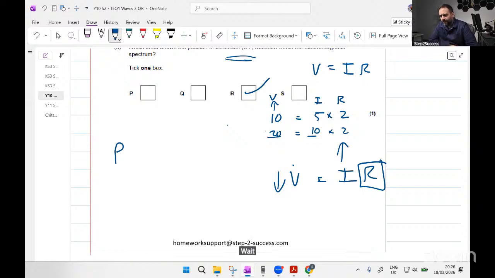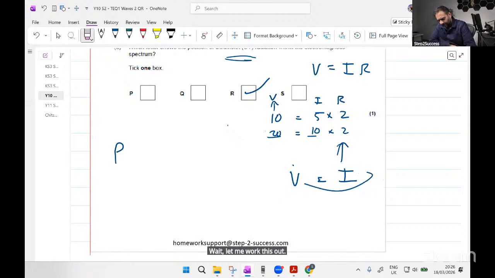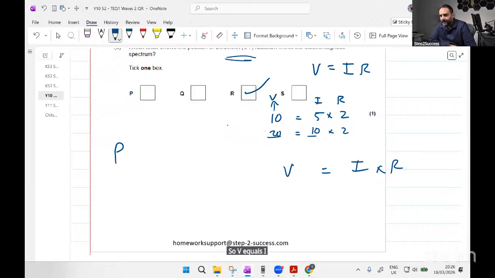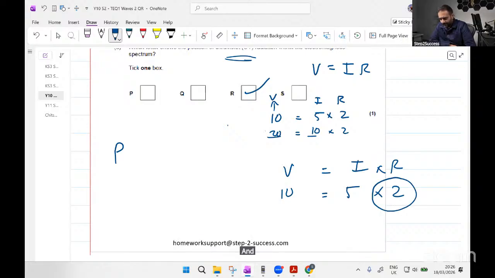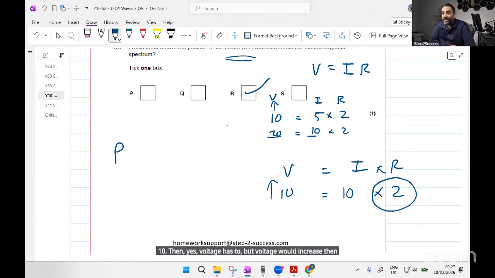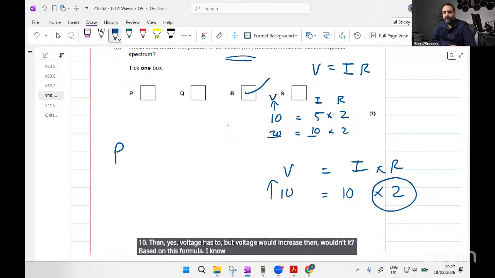Wait, let me work this out. It's the same. So V equals I times R. Let's say just make a calculation like 10 equals 5 times 2. If that stays the same, and you're saying current increases, let's say that increases to 10, then voltage would increase, wouldn't it? Based on this formula. I know what you're asking. I think you're confusing something else. But based purely on that formula, if that goes up, then that has to go up as well. Because current, remember, is just how fast the electricity is flowing. If that's gone up, then voltage has gone up.